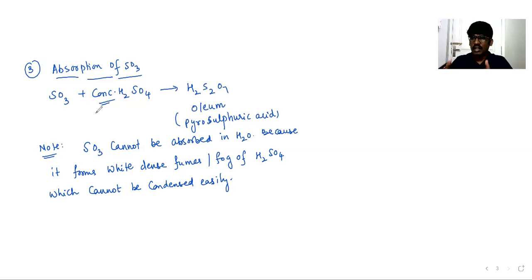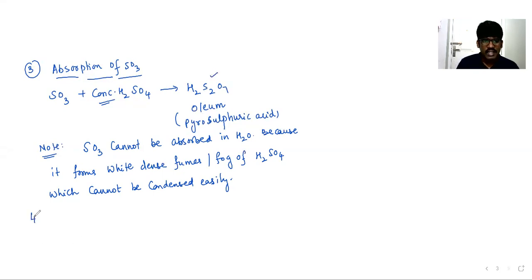Actually, there is a tower. In that tower, there will be a sprayer, like our shower in washrooms. There is a big tank. At the top of the tank, there is a concentrated H2SO4 sprayer. That sprayer will sprinkle the concentrated H2SO4. SO3 reacts with that concentrated H2SO4, and then it forms H2S2O7.